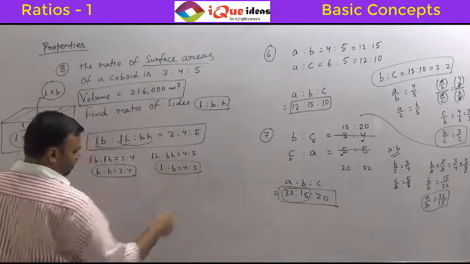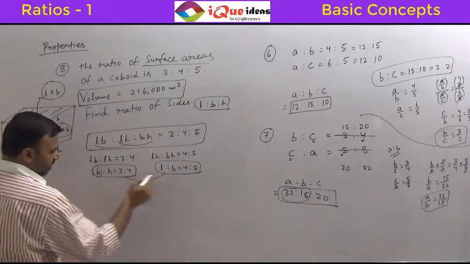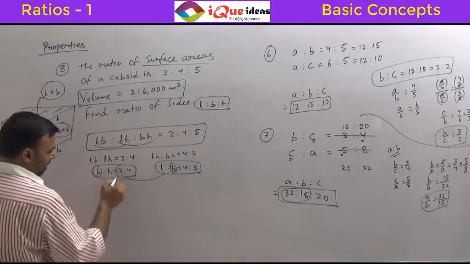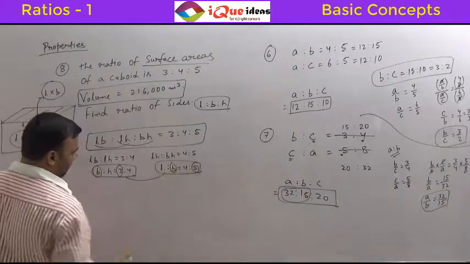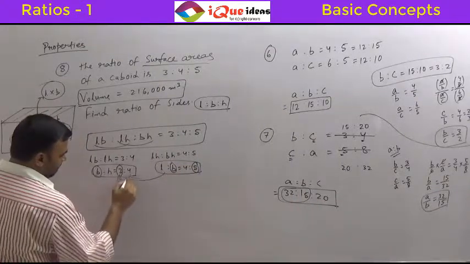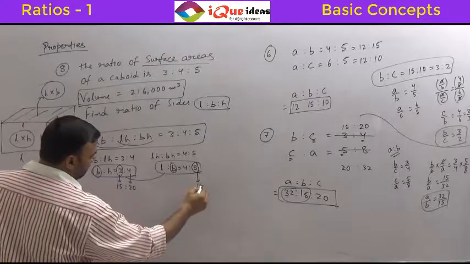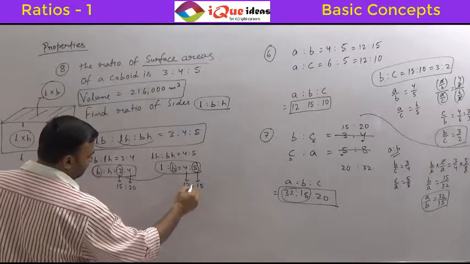Wow. So now we have these two ratios, combine them. Which one is the common quantity? B. What are the numbers for B? 3 and 5. Now the LCM of 3 and 5 is 15. So make this 15, this will become 20. Make this 15, 5 3s are 15, so 4 3s are 12.